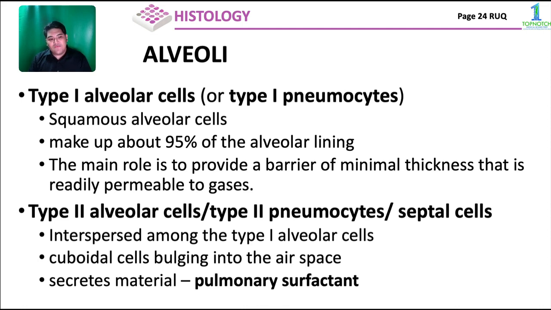Next is your type 2 alveolar cells or type 2 pneumocytes or septal cells. O, diba? These are interspersed among the type 1 alveolar cells. They are cuboidal versus type 1 as squamous, and they secrete your material pulmonary surfactant.